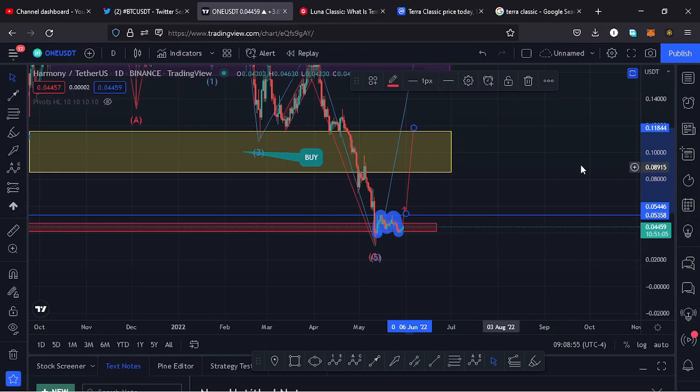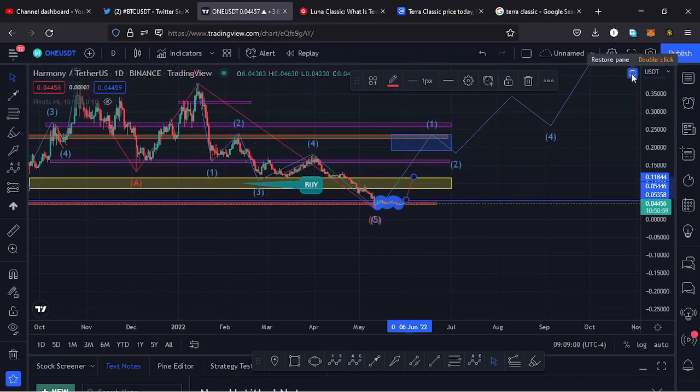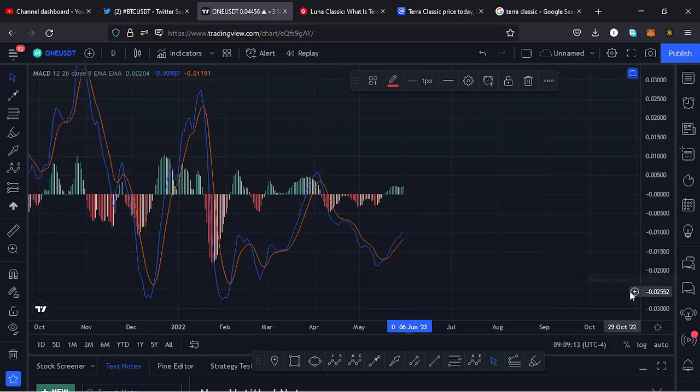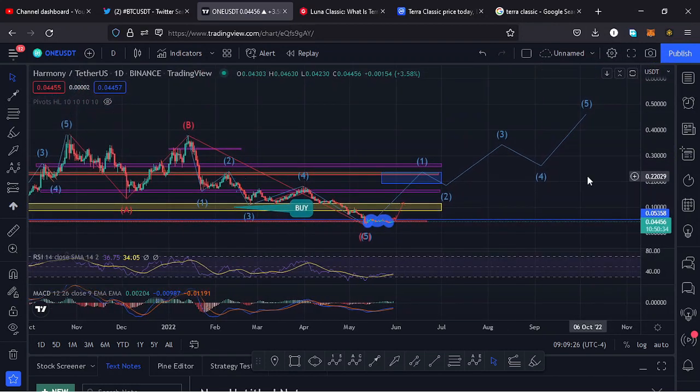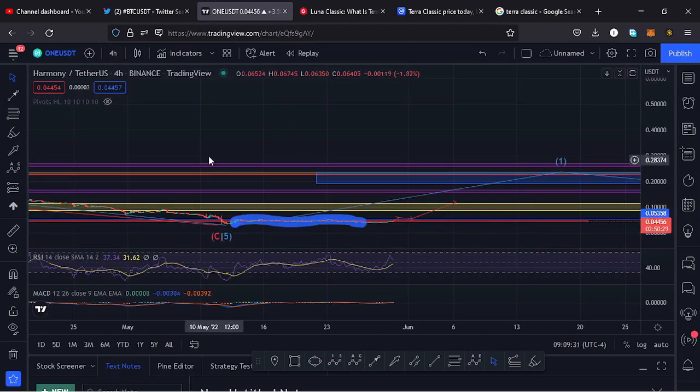If I go back to the daily chart and have a look at the indicators, you can see that on the RSI we are at around the 36 mark. That would mean we have room for us to continue pushing higher. And on the MACD we had a bullish cross, and we also have not that much volume in the market, but we have the possibility for us to continue pushing higher on the daily chart as shown on the indicators.